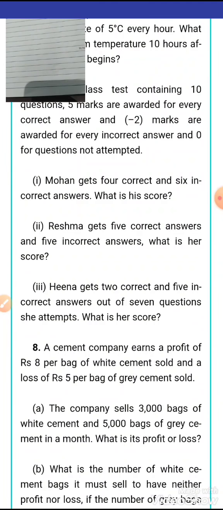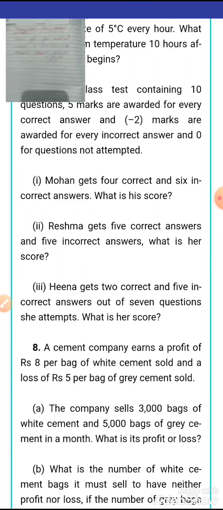For the third part, it is given that Hina got 2 correct and 5 incorrect answers out of the 7 questions she attempted. What is her score? Hina got for the correct answers 2 multiplied by 5, because she did only 2 correct answers, and for every correct answer she is awarded 5 marks. So her score for correct answers is 10. Hina got for incorrect answers, she did 5 incorrect answers, and for every incorrect answer she is awarded minus 2 marks. So her score for incorrect answers is equal to minus 10.